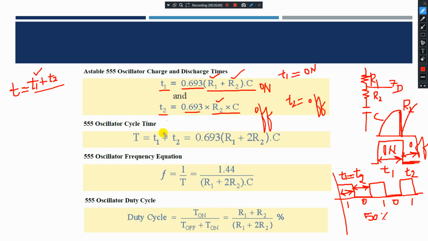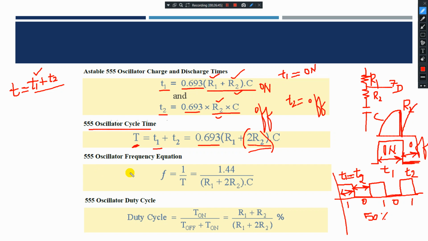Okay. Next, finding the oscillator cycle time. As I said, T1 plus T2 is equal to 0.693 times R1 plus 2 times R2, times C. Why 2 times R2? Because in T1 we have R2, and again in T2 we have R2. If you take these two equations, you get 0.693 and R1 and C as common, then 2 times R2 comes into the picture. So T is equal to 0.693 times R1 plus 2 times R2, times C. This is called the total time.